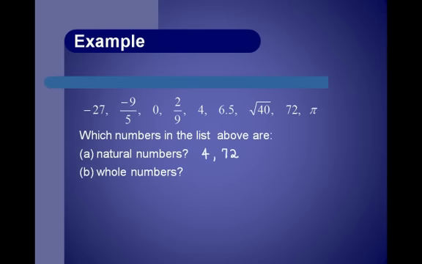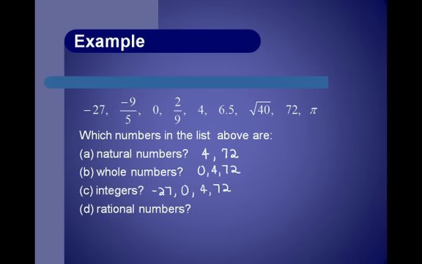When we talk about whole numbers, that's basically natural numbers with the addition of 0. Because 0 is in our list, we need to include 0 in our list of whole numbers with 4 and 72. Integers are positive whole numbers, negative whole numbers, or 0. So we are going to include negative 27 in our list, 0, 4, and 72.